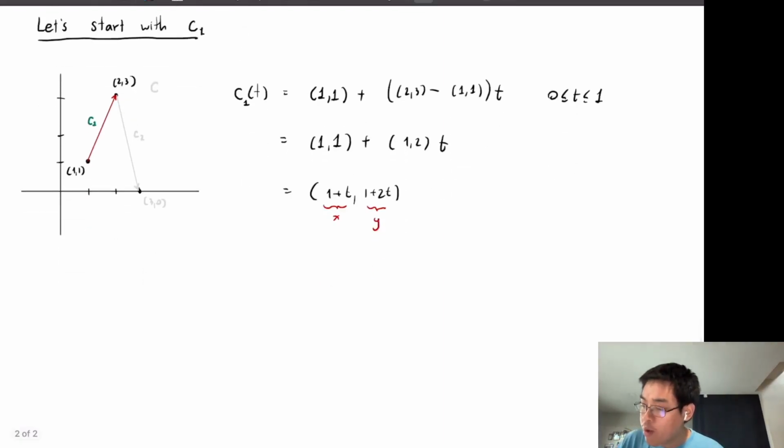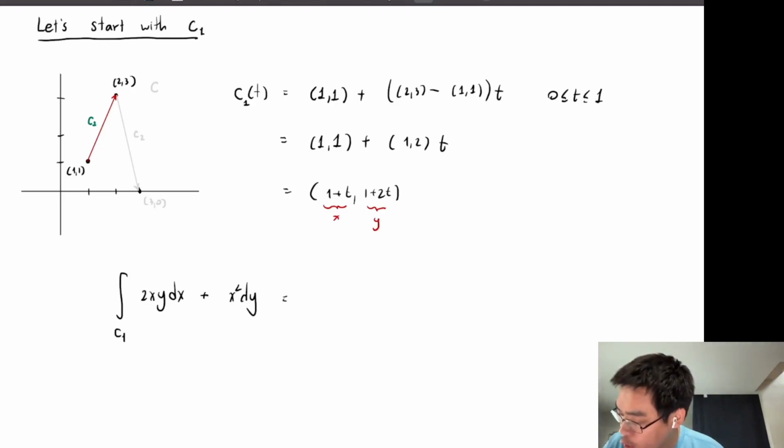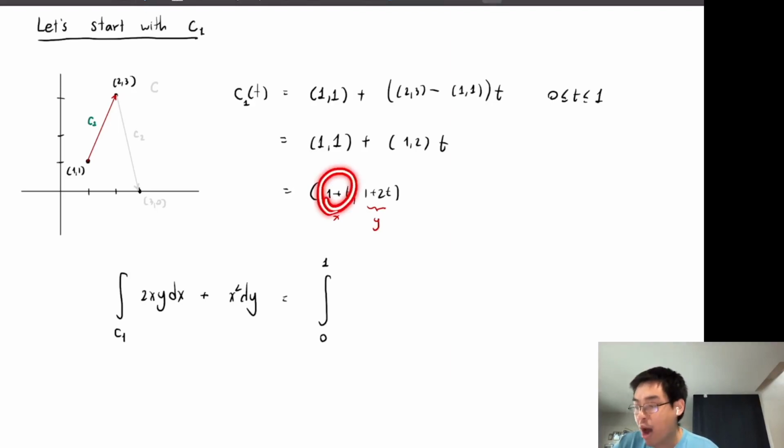Now we're ready to integrate over C1. What's the function again? It's 2xy dx plus x squared dy. Now we're going to do like we did in the last clip: we transform everything into t, starting with the integral from 0 to 1, and then we substitute x by 1 plus t and y by 1 plus 2t. So let's do it.